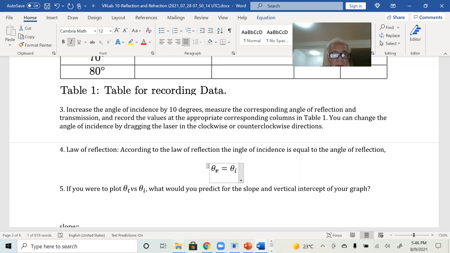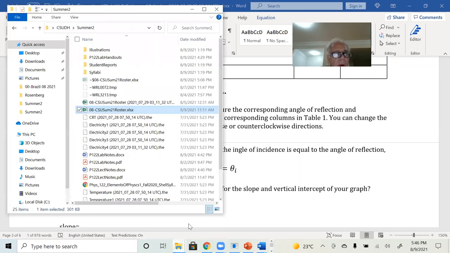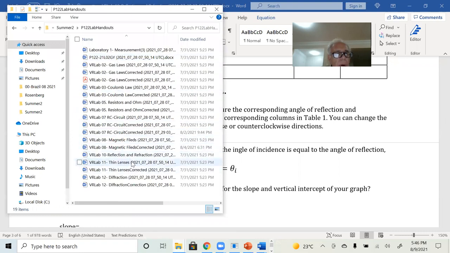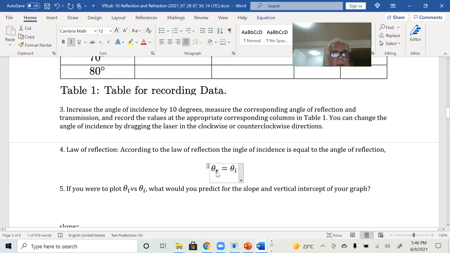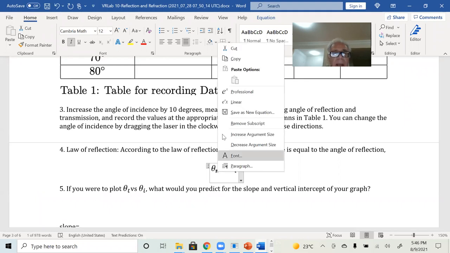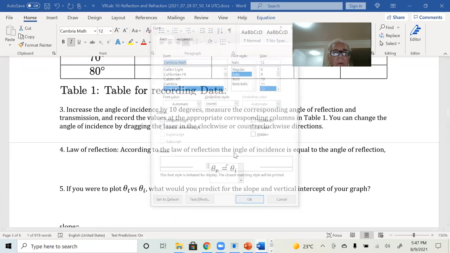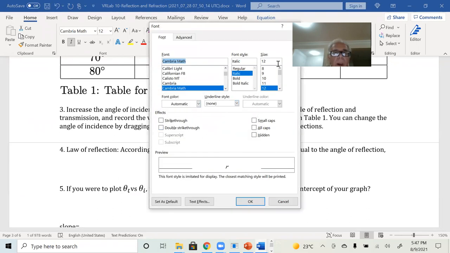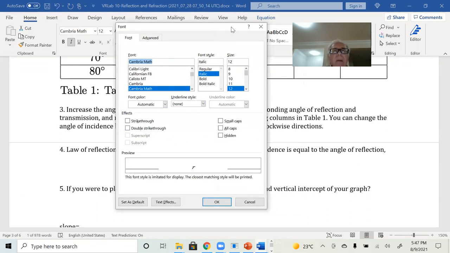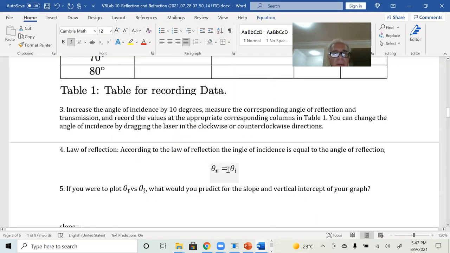Let me see if I have. I want to highlight that. You got the idea, right? I'm not going to do all of them, it's taking too long. Here's the same thing, right? If you're to plot theta R versus theta I, you go.